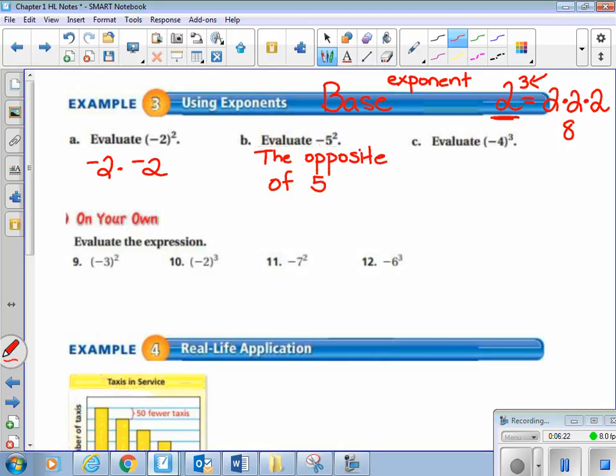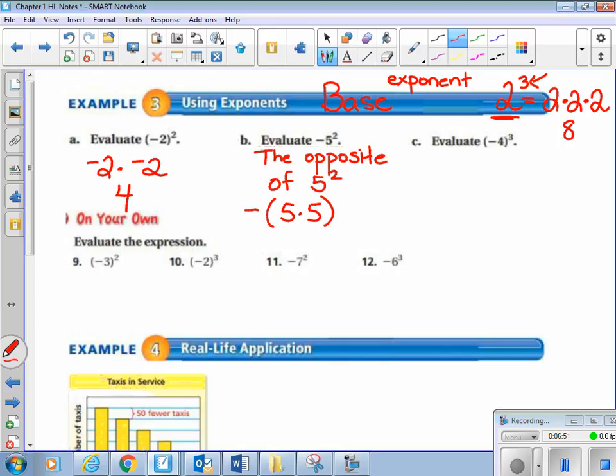That's how we would read that one. The opposite of 5 squared, as opposed to an A where we would say -2 squared. So there's a difference when you see parentheses versus not seeing parentheses. So in A, I'm going back to A, -2 times -2, my signs are the same, therefore my answer is +4. But in B, if I want to write that out, it's like saying the opposite of 5 times 5.